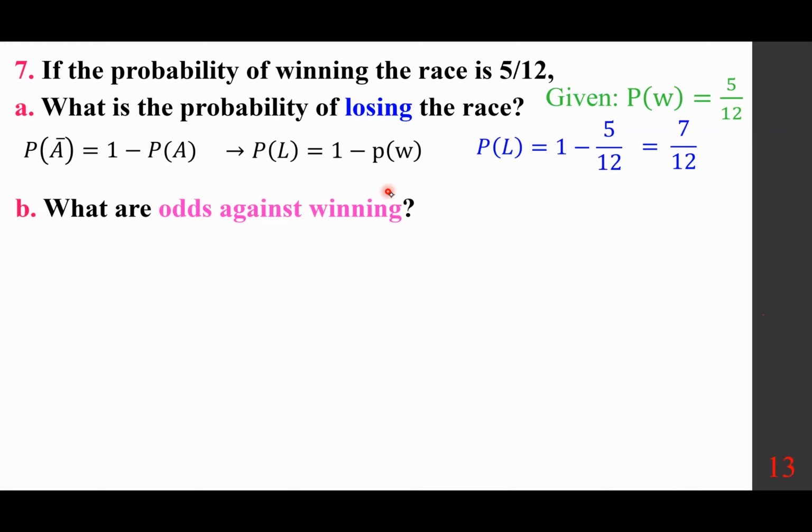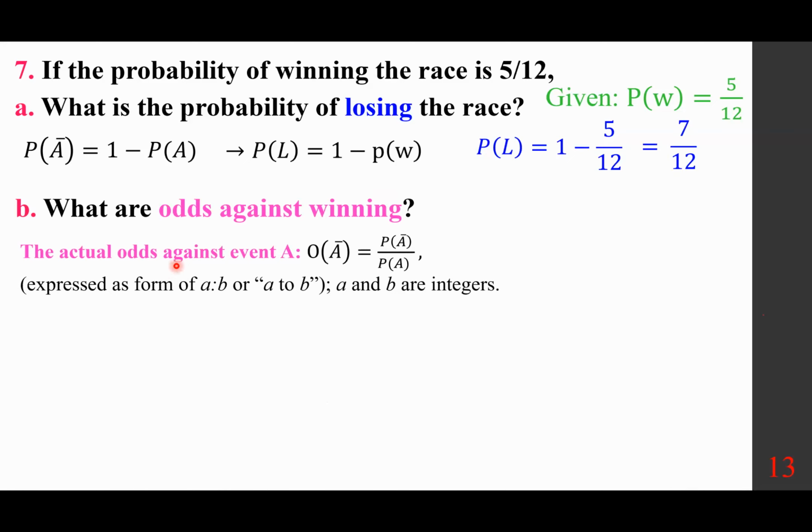What are odds against winning? Well, the definition of odds is as follows. The actual odds against event A, O of A naught, is P of A naught over P of A. It is expressed in the form A colon B or A to B, where both of them are integers. Odds are different than the probability. When the probability is extremely small, the two are almost the same, but they are two different things.